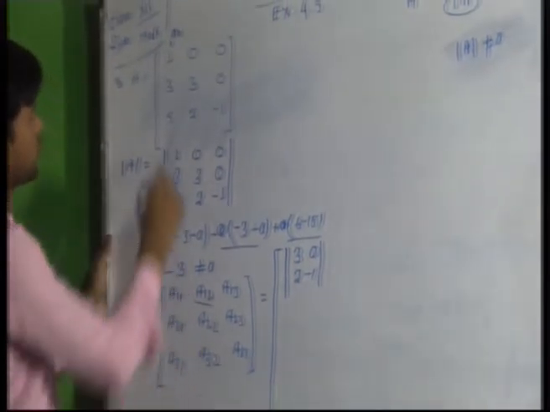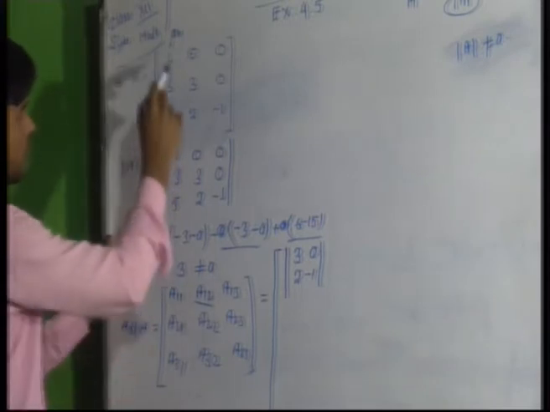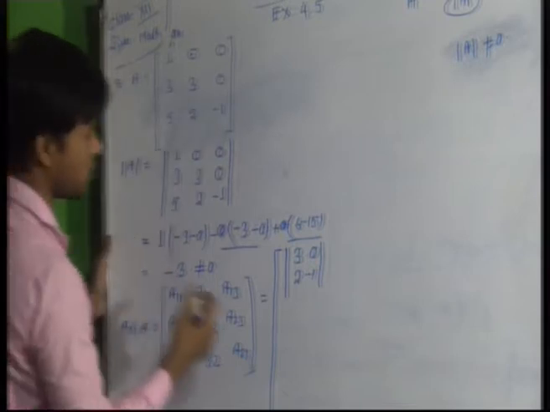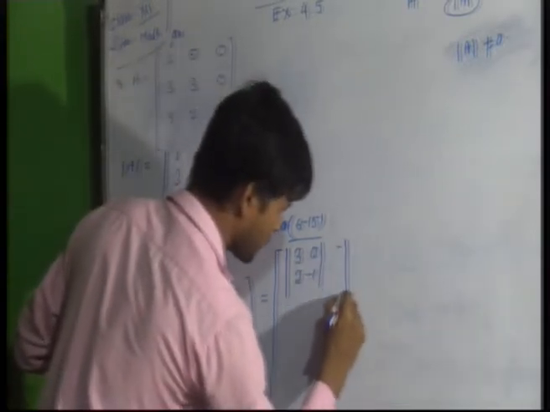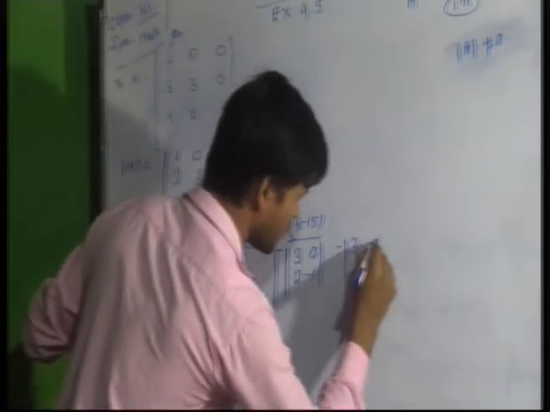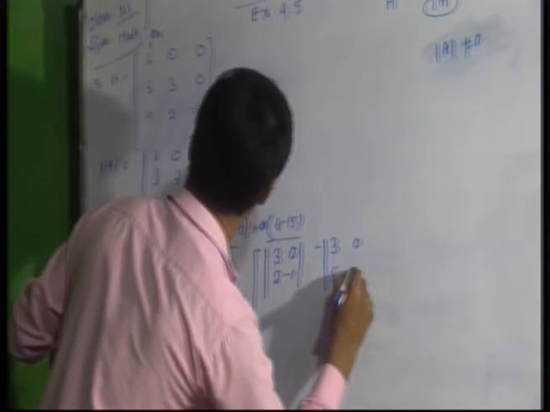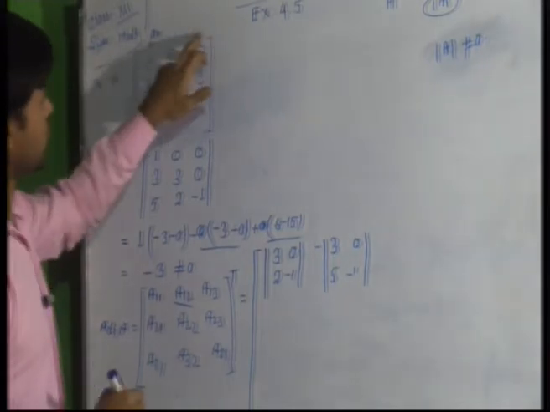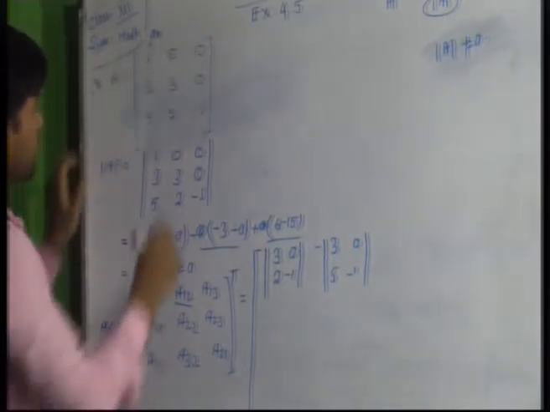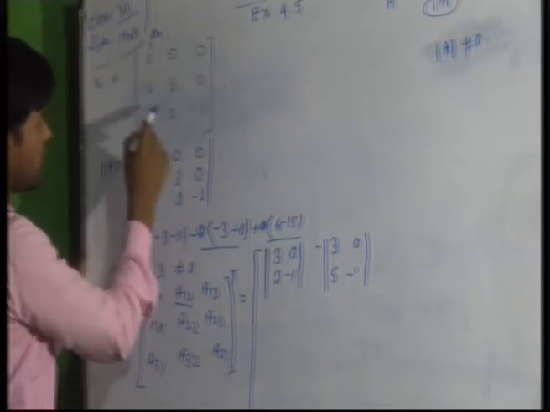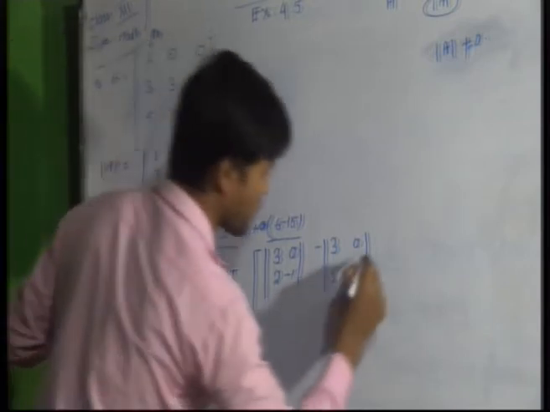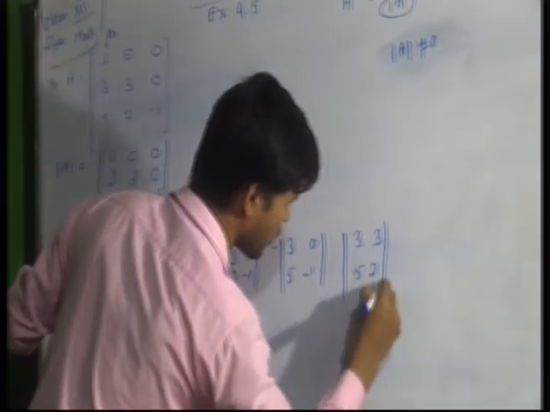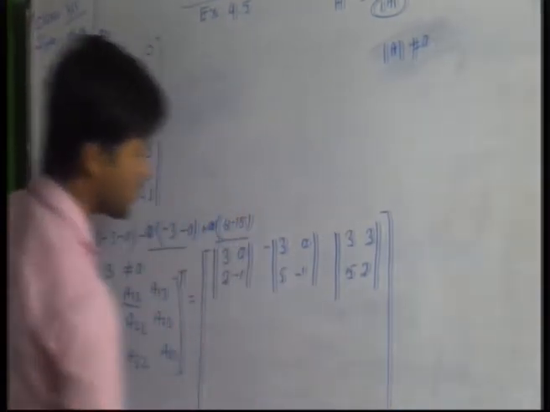Now A12 is corresponding to this element. So we have to cover this row and this column. So the remaining elements will be 3 0, 5 −1. Okay, but the sign will be negative. And here we have to use the transpose. Now the cofactor corresponding to this element, meaning A13. So we have to cover the first row and the third column. So the elements will be 3 3, 5 2. So this is the first row of the adjoint matrix.